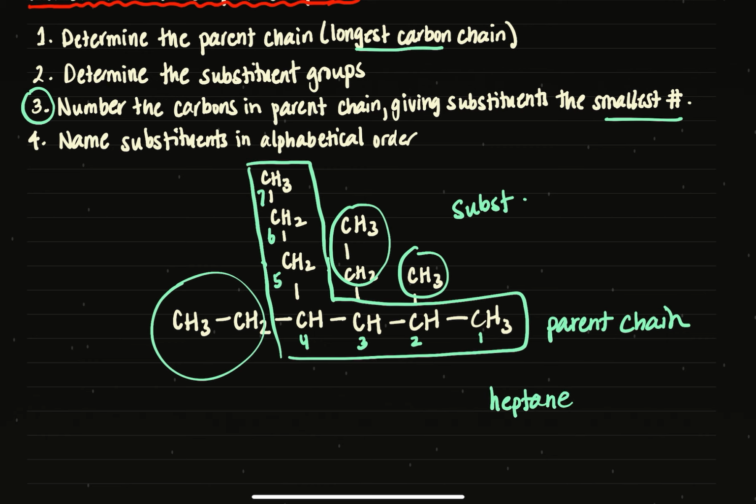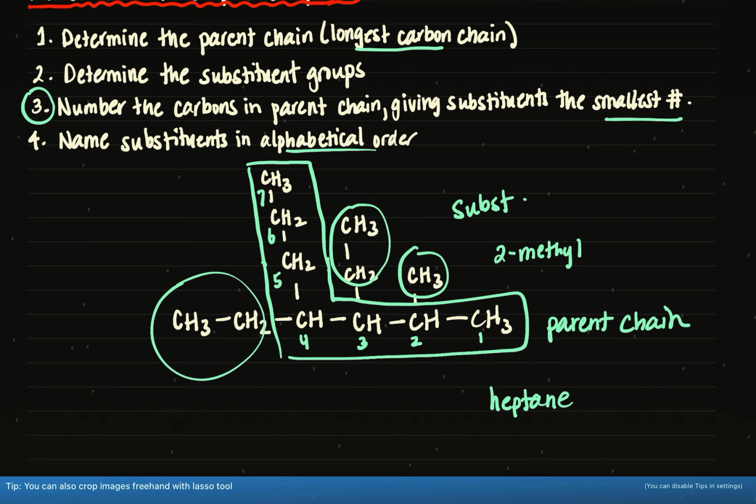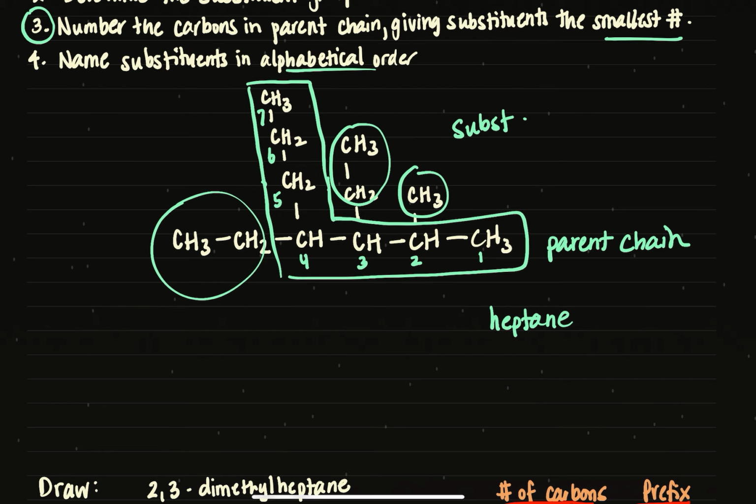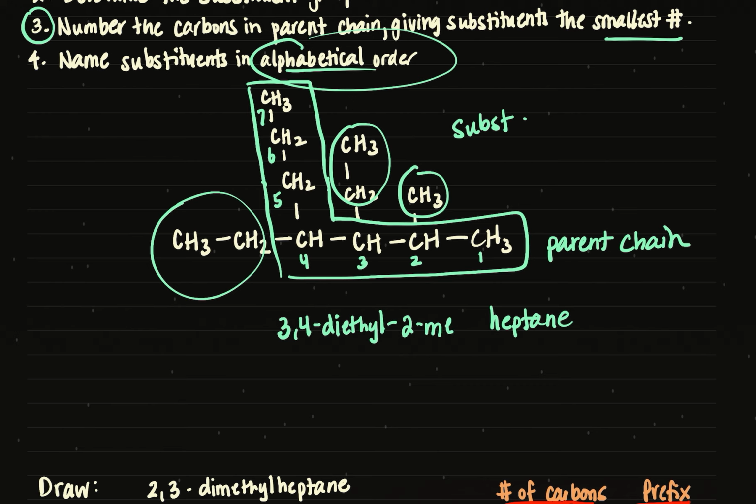So now we have to name the substituents, and we're going to put them in alphabetical order. So on carbon 2, I've got a methyl. So this is a 2-methyl. And then on carbon 3 and 4, I have ethyls. So 2 carbons are ethyl. So let's call this, and by the way, we have to put them in alphabetical order, 3,4-diethyl-2-methylheptane.